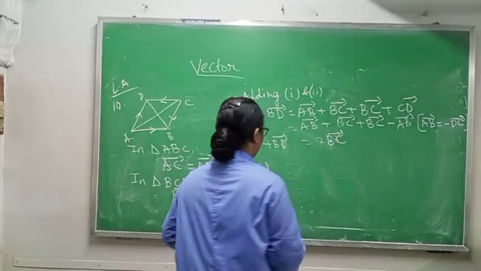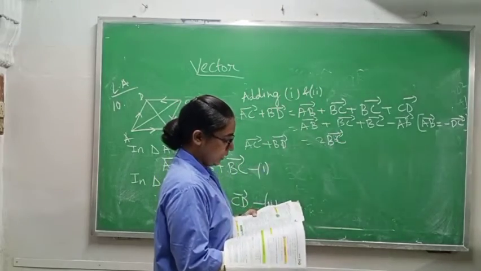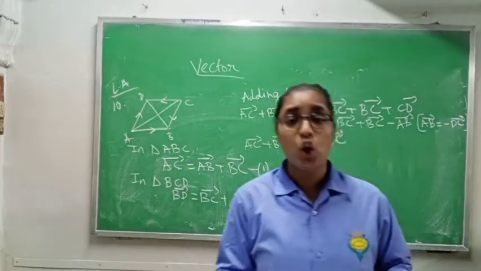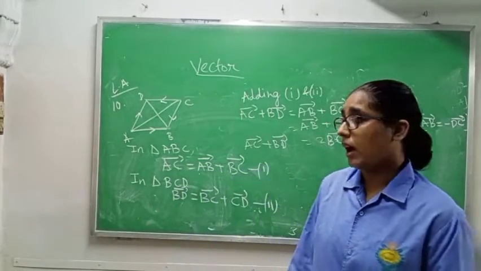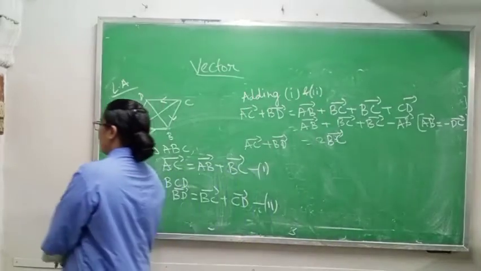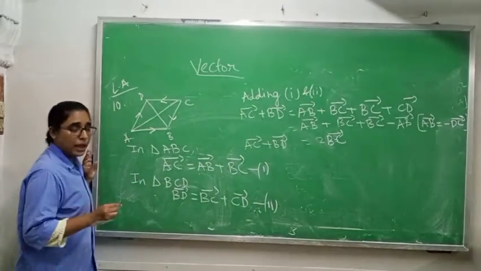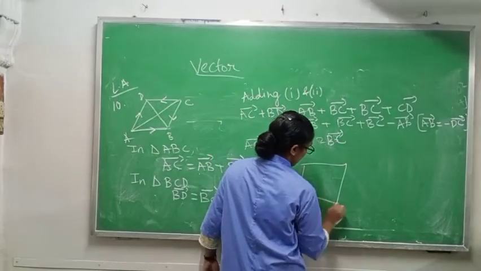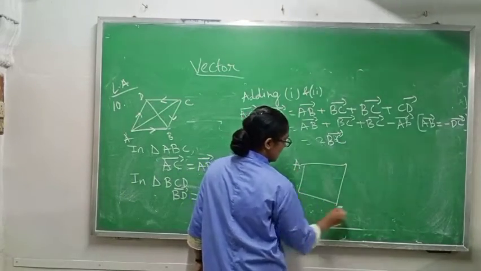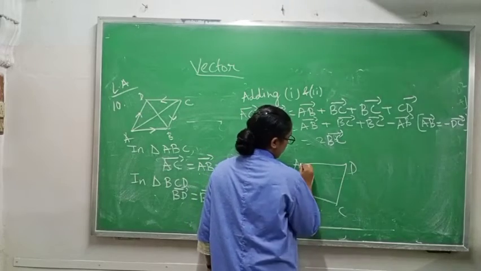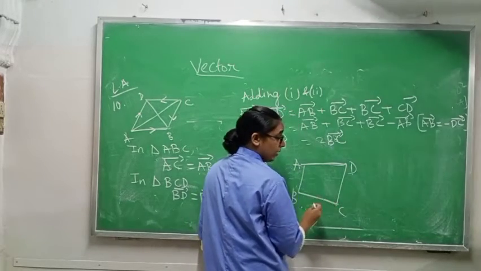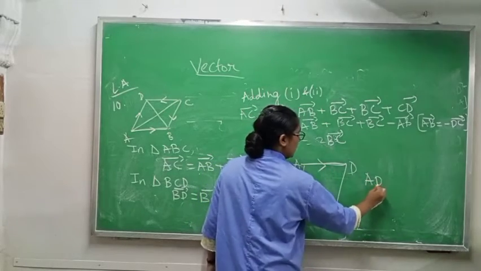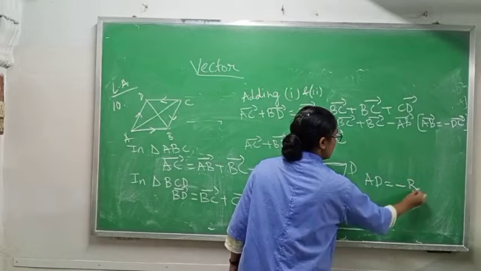I am proving the first part, which is written AC vector plus BD vector equals 2BC vector. Now I am telling you one more thing in vector, that if you have any parallelogram, suppose that I am doing here, this one is the parallelogram, we are writing A, B, C, D. Okay, so this one and this one are parallel and their vector will be opposite. It means that AB is equal to minus CD vector.